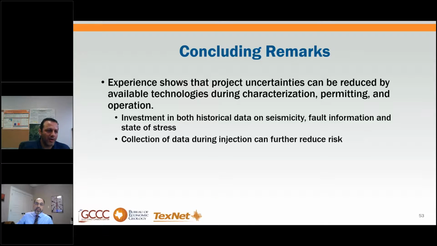And our experience shows as well that project uncertainties can be reduced by available technologies during the characterization, permitting, and operation. We are recommending that the investment in both historical data on seismicity, characterizing the faults, gathering fault information and the state of stress is going to be very useful. And also during running a project, collection of the data can further reduce the risk and basically avoid exceeding the limits that are being put by the government and regulatory agencies.